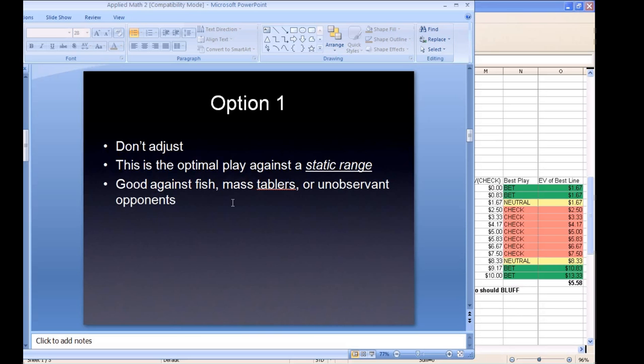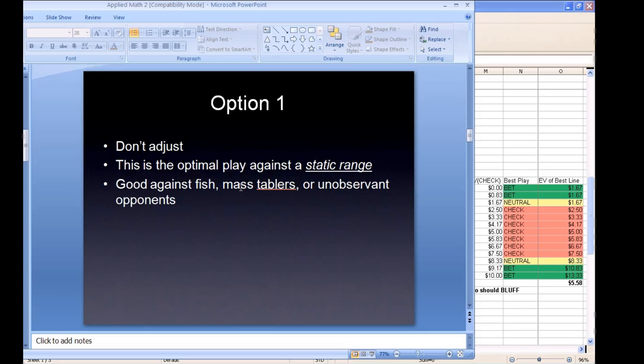We think our opponent has a static range. No matter what we do, even if he keeps catching us bluffing the two and the three, he's going to keep calling only Broadway cards. And this can definitely be the case sometimes. Against certain fish, they just don't know how to adjust. They're still going to call their good hands. They don't know what bluff catching means and so on. Against mass tablers, maybe they don't notice, maybe they don't have time to adjust. They're playing too many tables to make these types of considerations, or just generally unobservant opponents.